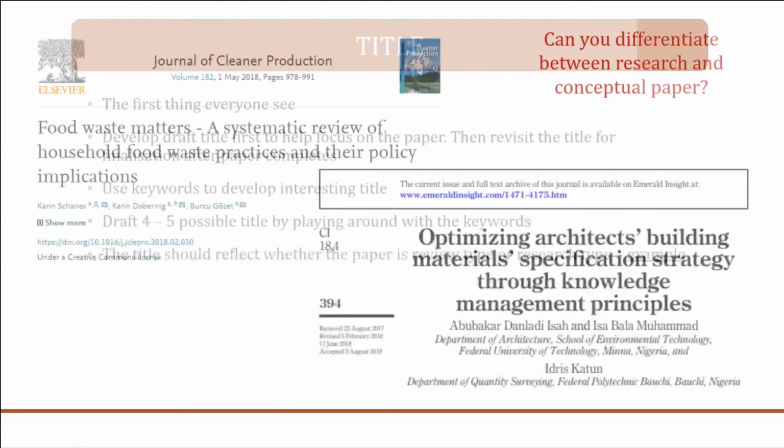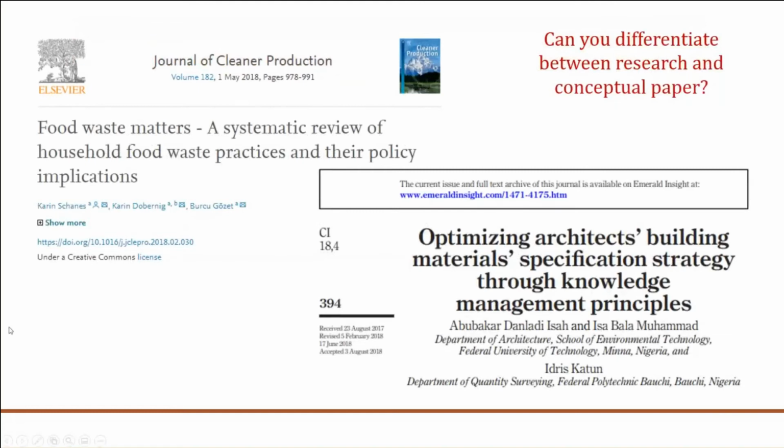So I'll give you an example here. Now, can you differentiate between a research and a conceptual paper by looking at this title? Food waste matters: a systematic review of household food waste practices and their policy implications. The second one is optimizing architects' building material specification strategy through knowledge management principles. So the first one is conceptual. There's a systematic review here. When you have the word review, you know it's actually a conceptual paper, right? And then this one is a research paper.